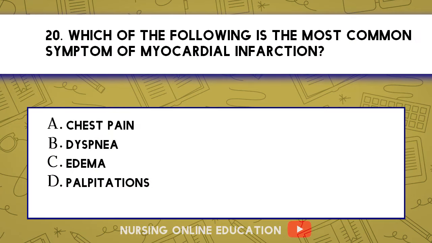20. Which of the following is the most common symptom of myocardial infarction? A. Chest pain. B. Dyspnea. C. Edema. D. Palpitations. The answer is chest pain.